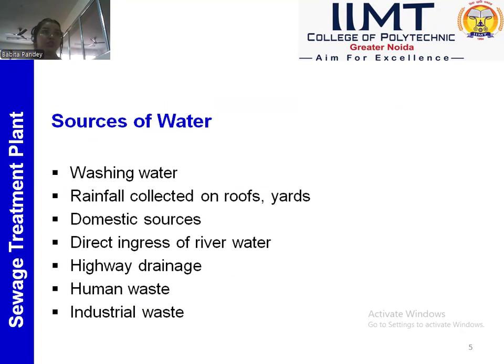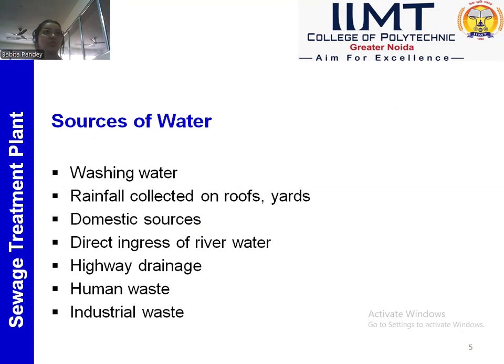Before that, I would like to share the sources of water. We know sewage is untreated water which is harmful for aquatic life as well as human life. But now we will get to know where it is coming from. Firstly, washing water, the water we use for washing, and rainfall collected water. You must have seen places where water from roofs is collected. After some time, mosquitoes and flies come residing in it, and thus we definitely fall ill.